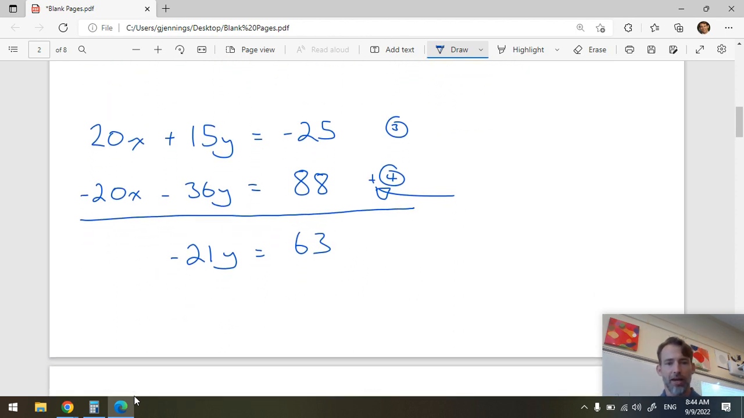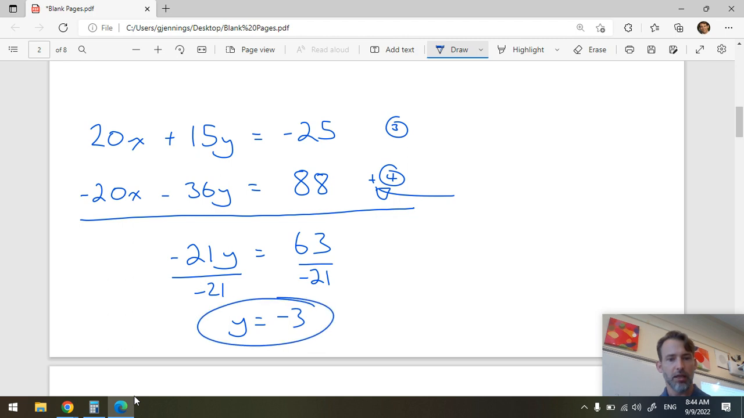So looking at this, I can tell y is negative 3, because when I divide both sides by negative 21, 63 divided by negative 21 is negative 3. So I have y is equal to negative 3. There's half of my solution.